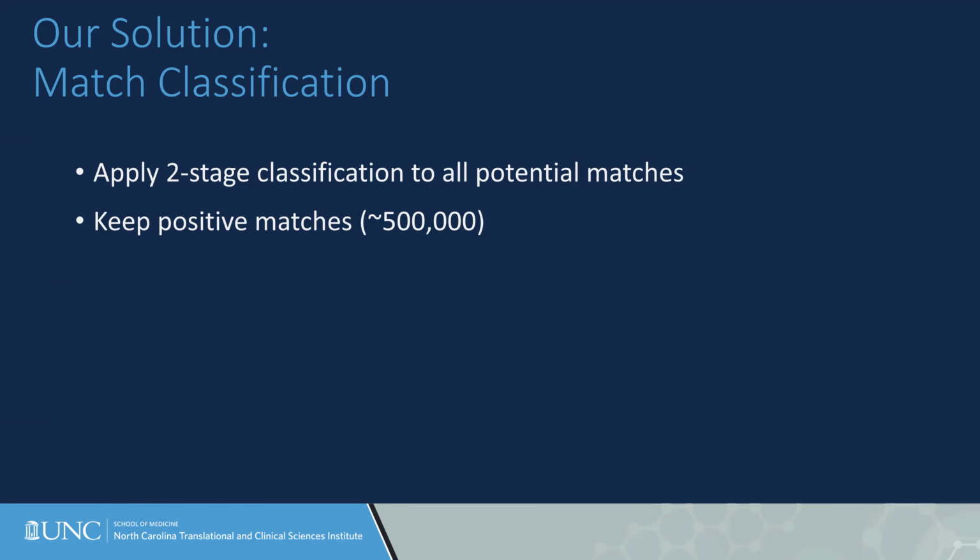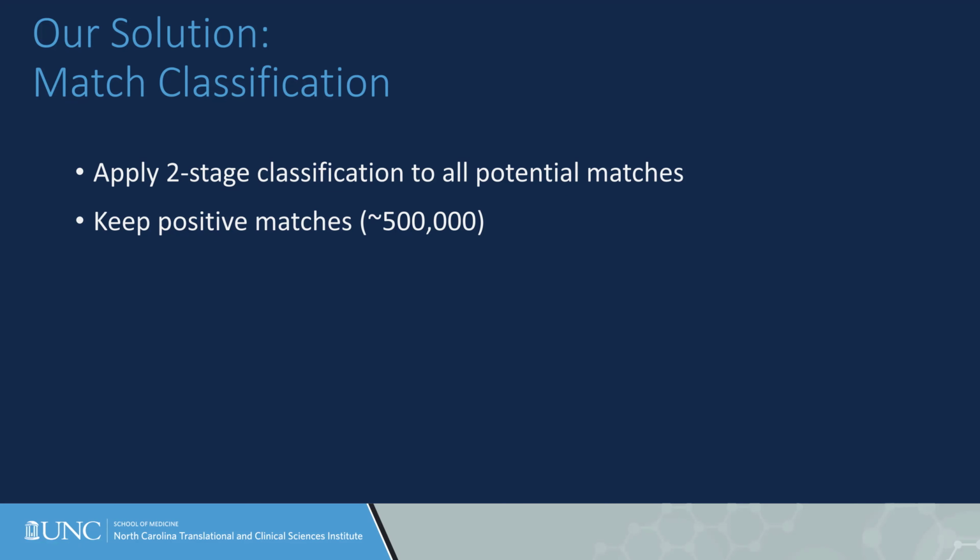All right, so at this stage, we have applied our two-stage classification to all the potential matches. They've all been classified negative or positive. We're going to drop all the negatives and keep all of the positive matches, which is something we run over and over again with our data. But at this point, it's about 500,000 positive matches that we get from the state death records. But we're not quite done yet.